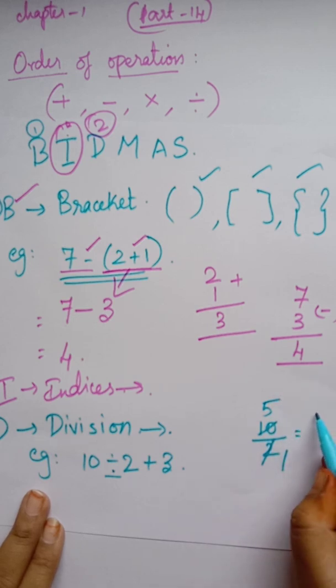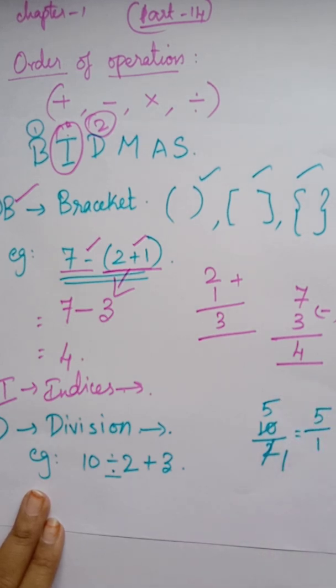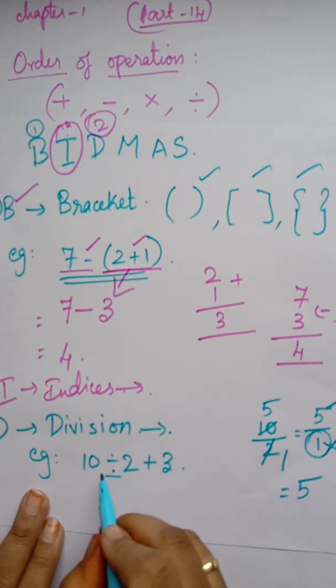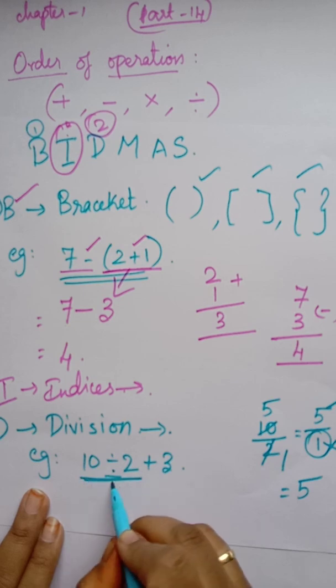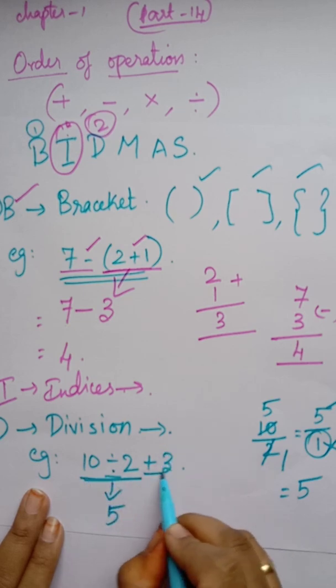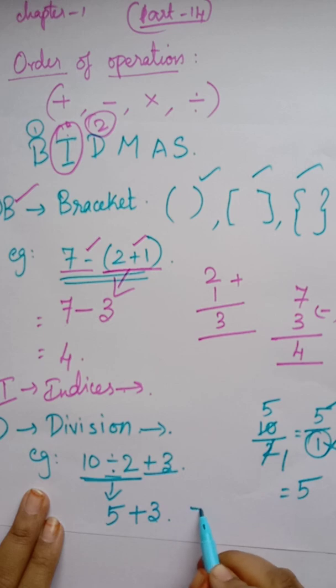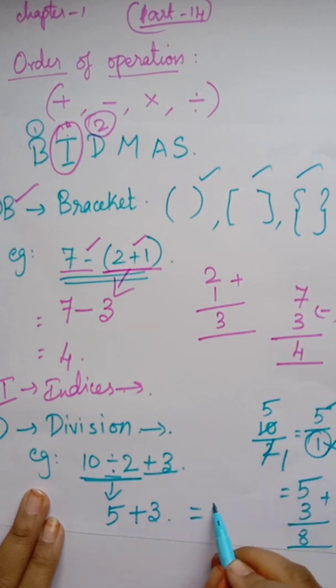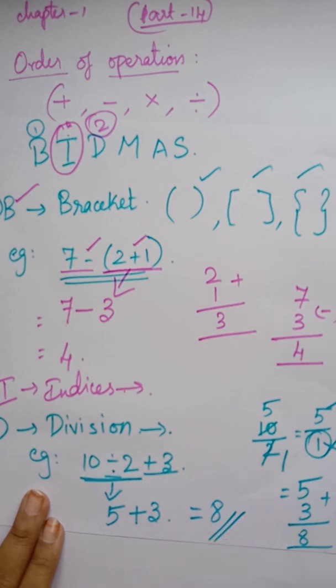Now how can we write it? 5 divided by 1. I already told you, if you have 1 in the denominator, you can just leave it and write the numerator alone. So the numerator here is 5. For the division we replace it with 5, then write the remaining number. Now 5 plus 3 is 8. Clear? So like this you have to find the values. The first thing is bracket and the second thing is division.